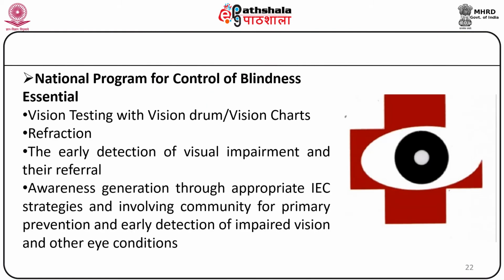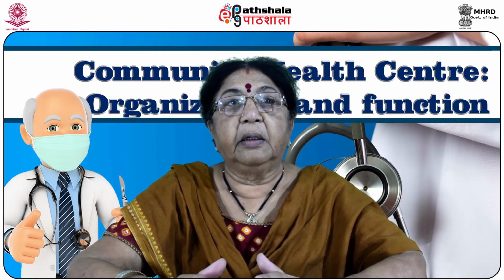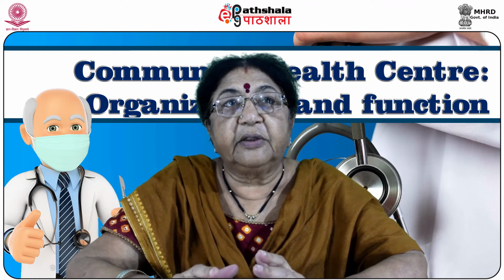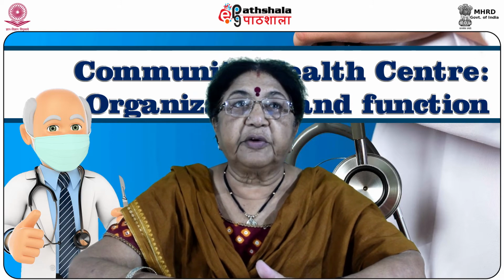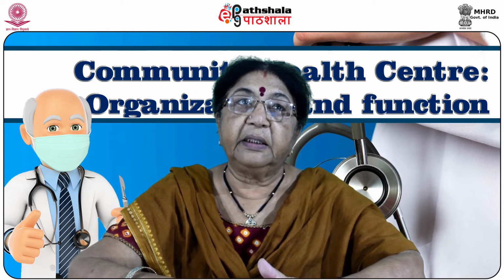Now, the National Program for Control of Blindness is a very essential program because eyes form the main part of a human body, because without eyesight, you cannot put one step forward. Now, therefore, this is something which has to be seen right from childhood, school health, right up to the antenatal mothers or up to men or families who are having difficulty in eating the right food. So, vision testing with vision drum, vision charts, the early detection of visual impairment and their referral.